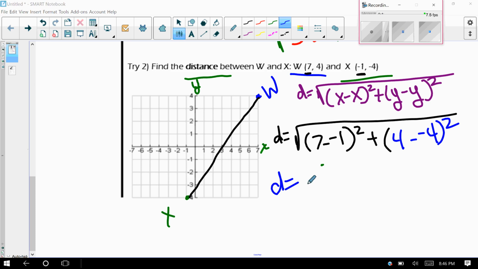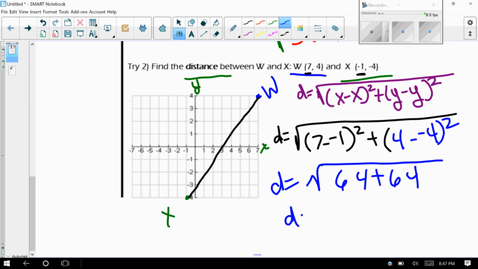All right, guys, so I hope that you tried this. What we're going to do is say, well, 7 minus -1 squared is actually 8 squared, right? Which is 64, plus 64, because 4 minus -4, that is 8 squared also. So that's also 64. And that's actually just the square root of 128 if you add them together.